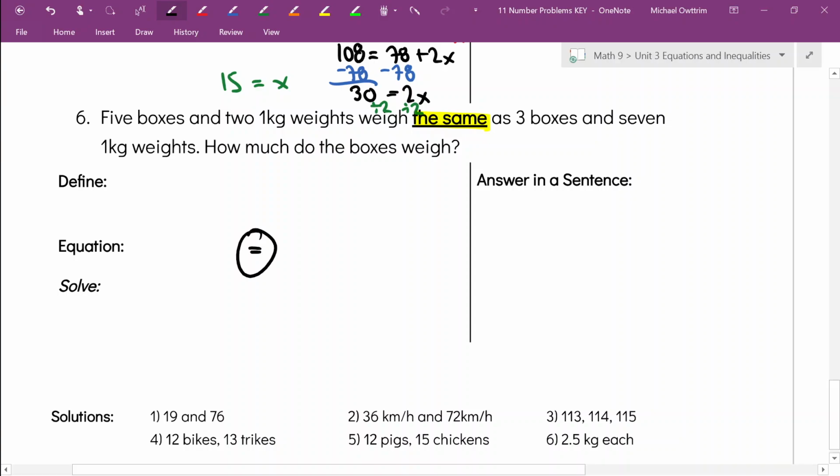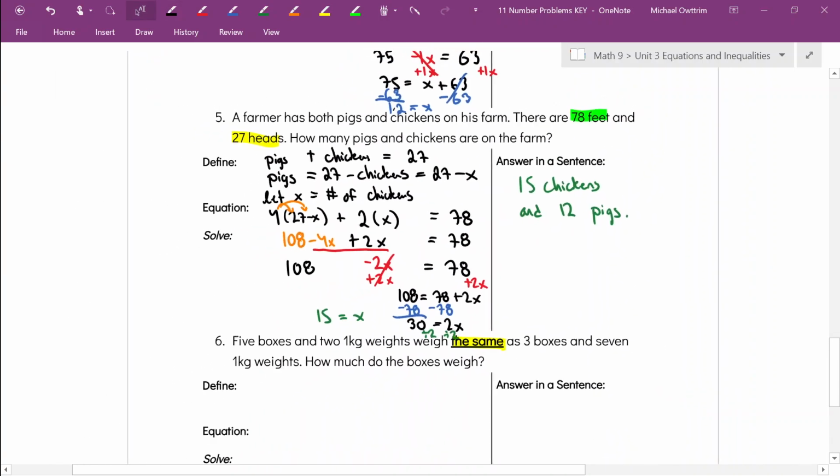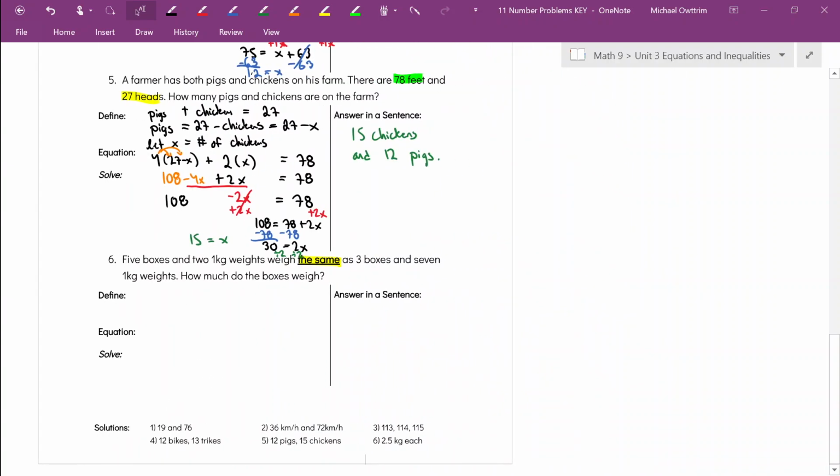So for this one, I want you to think about that word, the same, and think about what is equal here and what is our unknown that we're being looked for to help you come up with your correct answer of 2.5 kilograms each. So I hope that's helped you at least on questions 1 through 5 for these problems where we need to define our variable using more than one unknown.